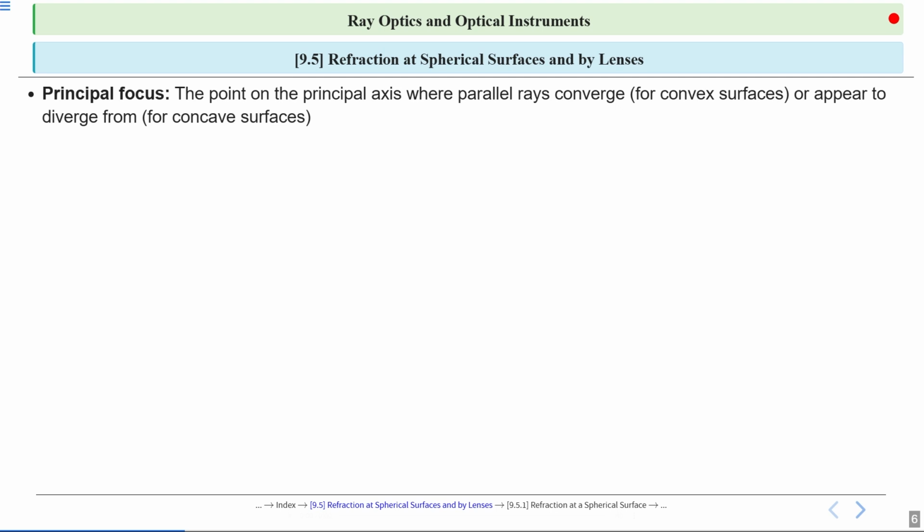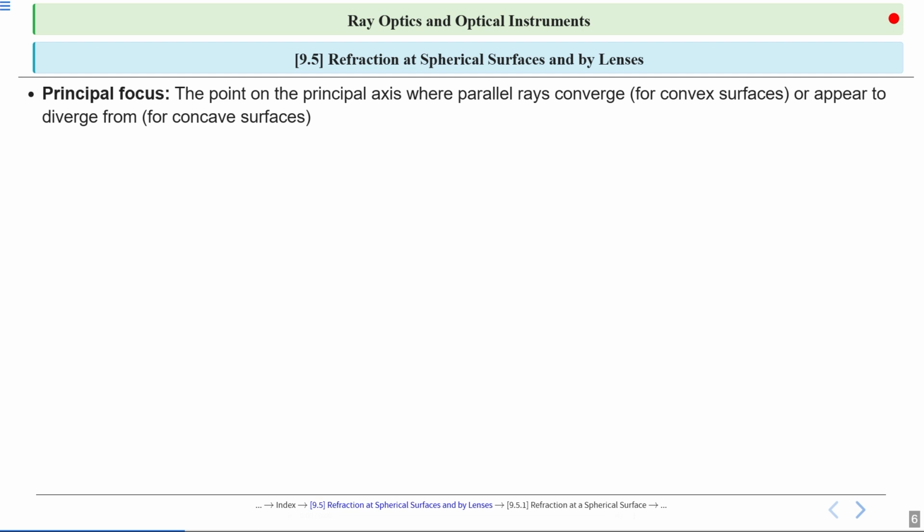So what is principal focus? Similar terms we have discussed in the case of reflection. Now we'll discuss them in the case of refraction. The terms are similar. So what is principal focus? It is the point on the principal axis where parallel rays converge or appear to diverge from.